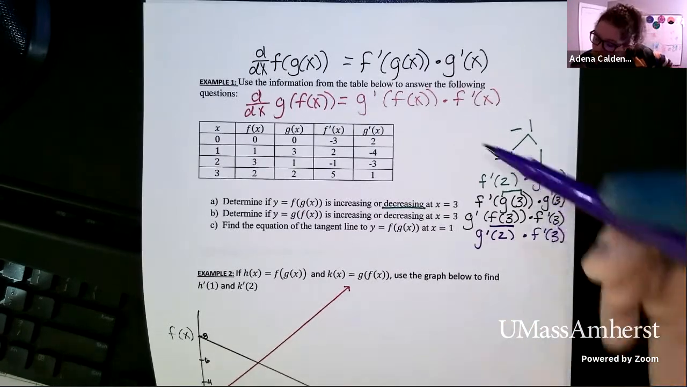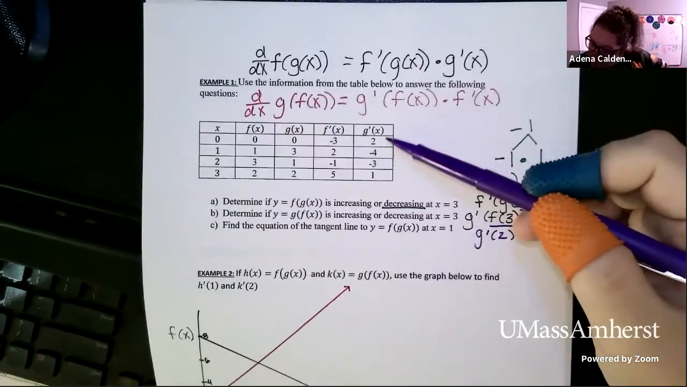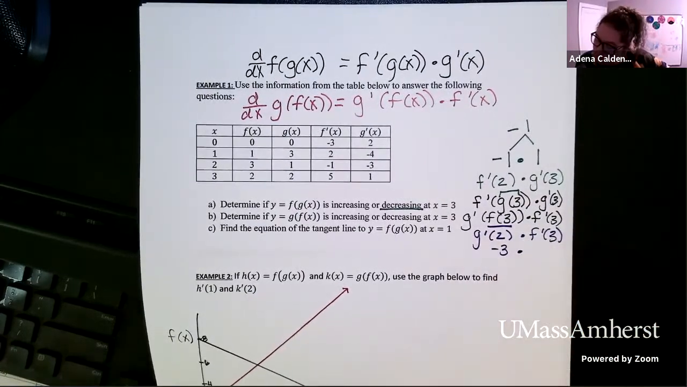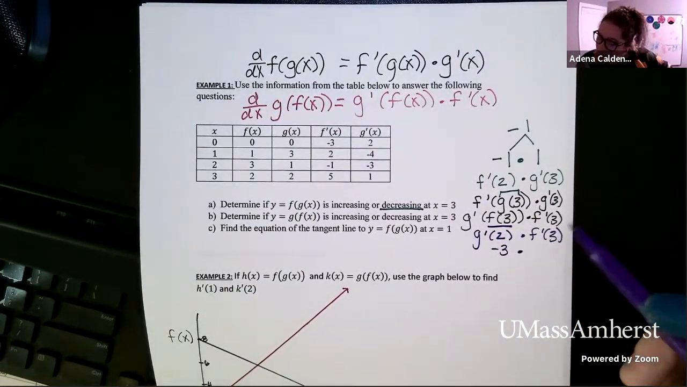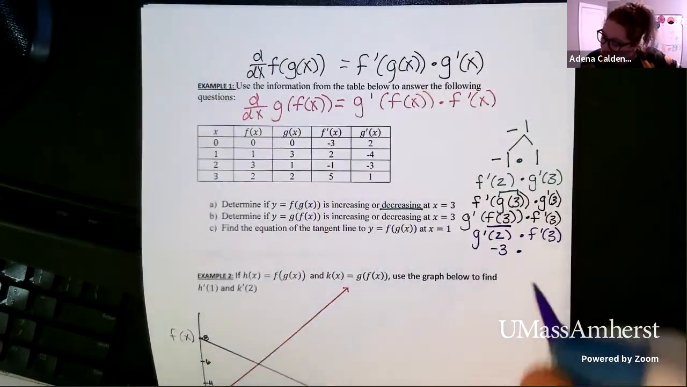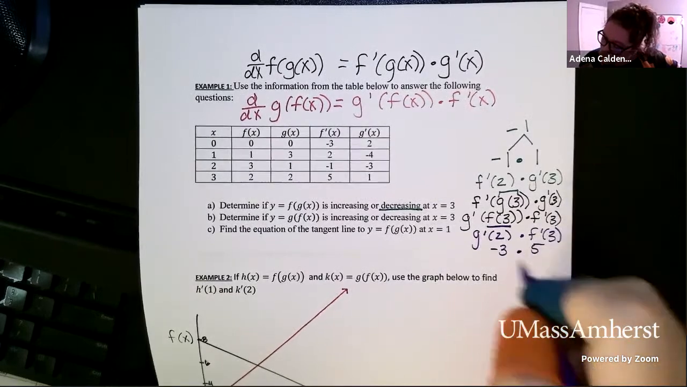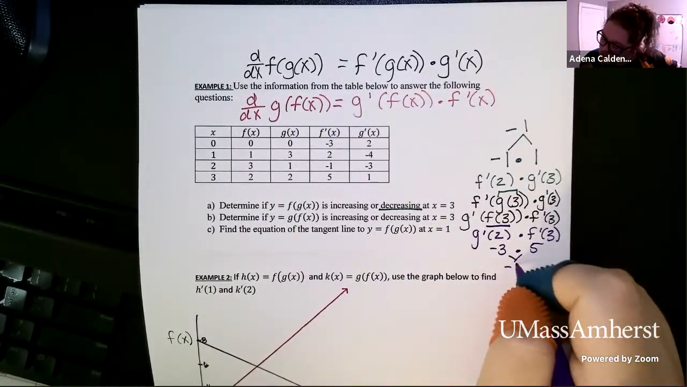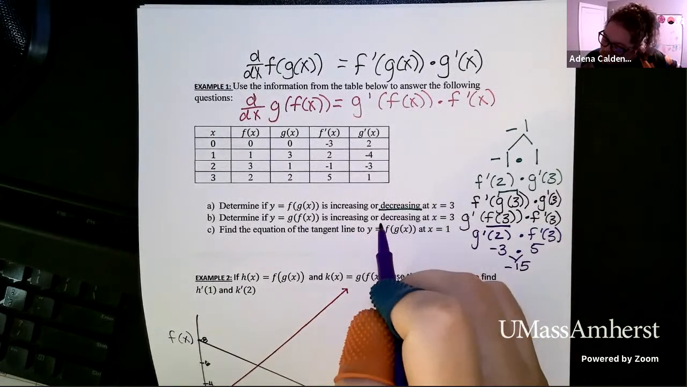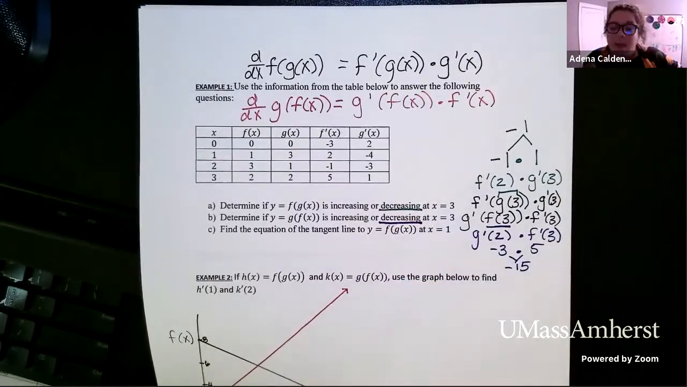G prime of 2, I go to the g prime column, I go down to 2, I get the value of -3 times f prime of 3. So I go to f prime, I go down to 3, I get a value of 5. -3 times 5 gives me -15. So again, since my derivative is negative, that tells me that at 3, the original function is decreasing.